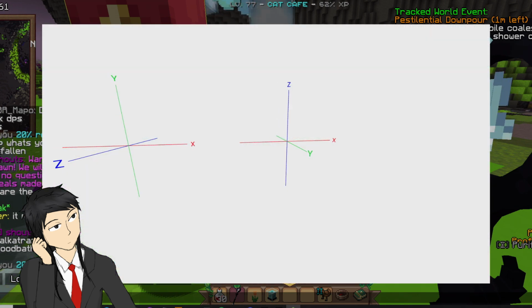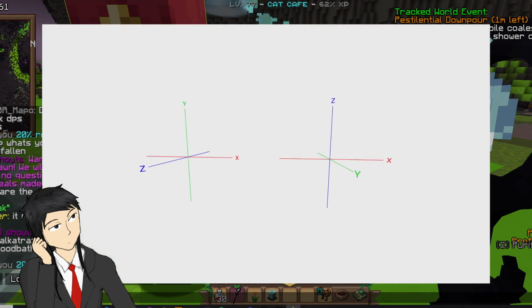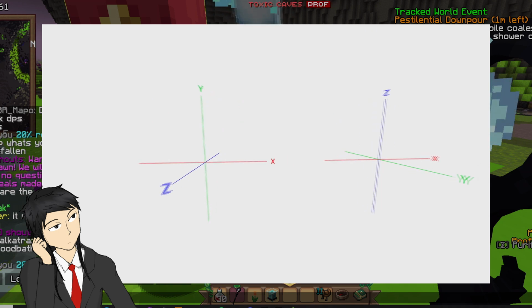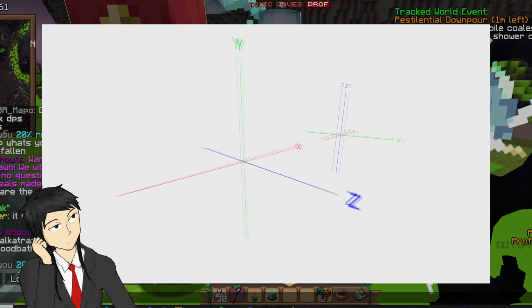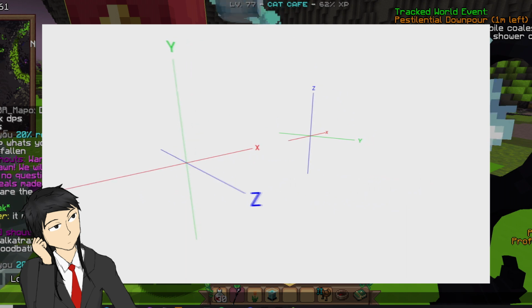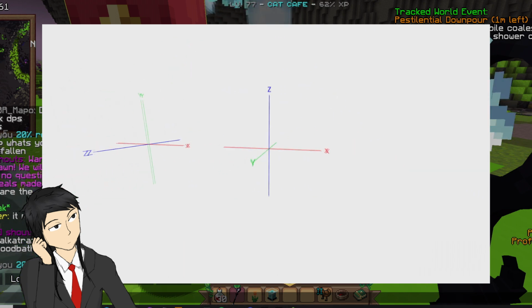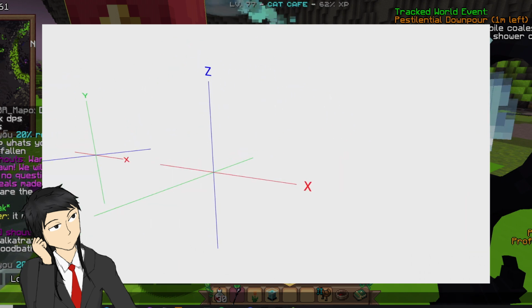Okay, time for some more useful facts. In computer graphics and game development, we label our axes with colored arrows. Red for X, green for Y, and blue for Z. It doesn't matter which axis is up, Y is always green and Z is always blue.